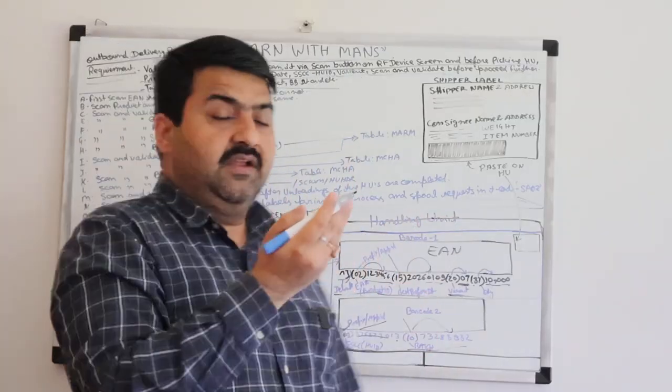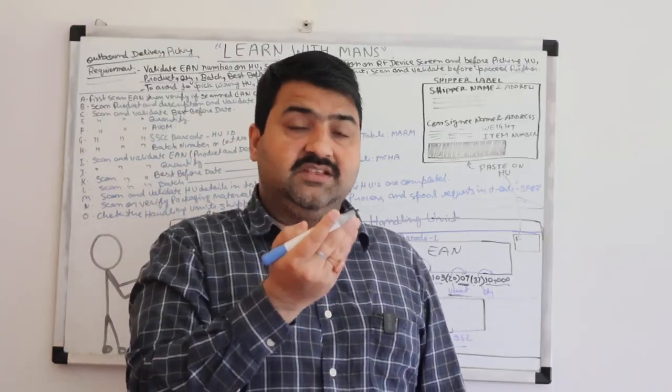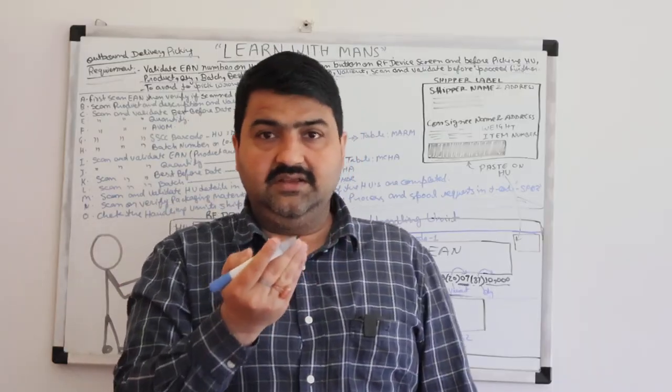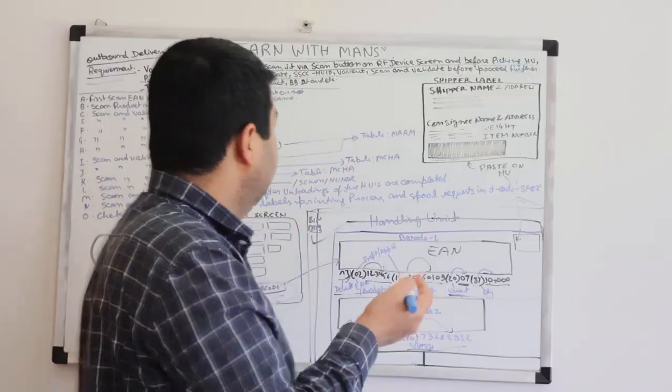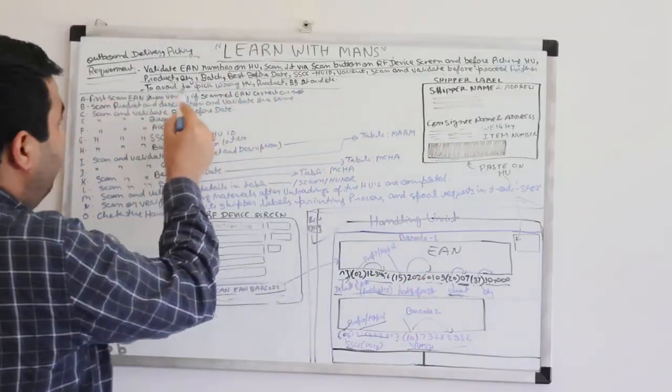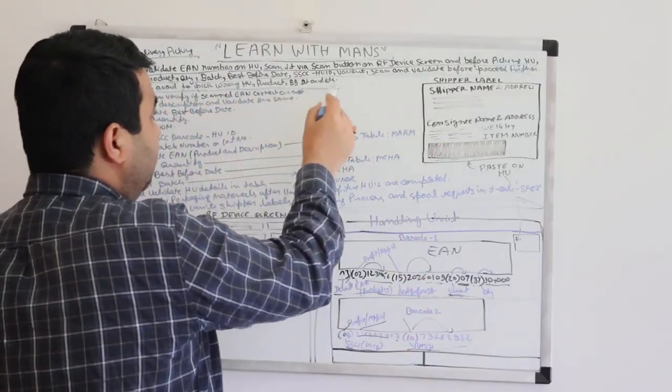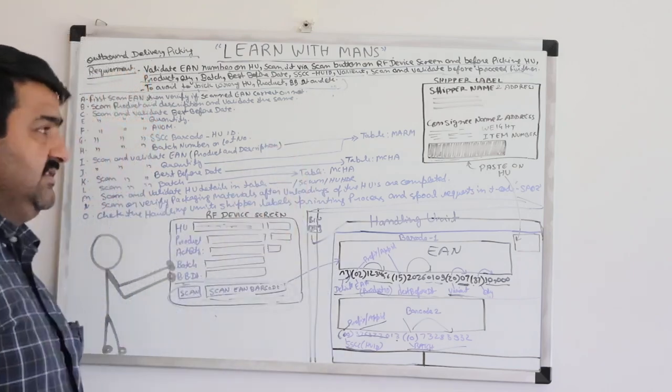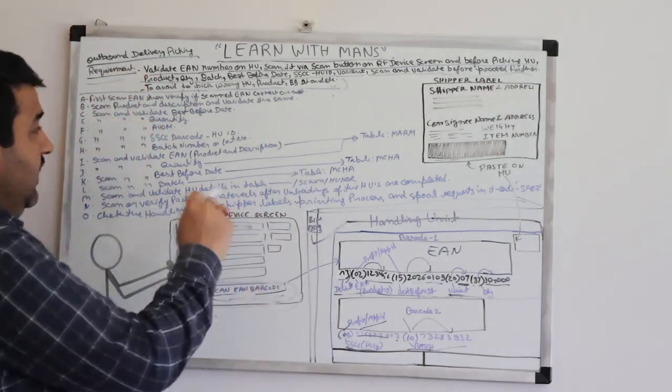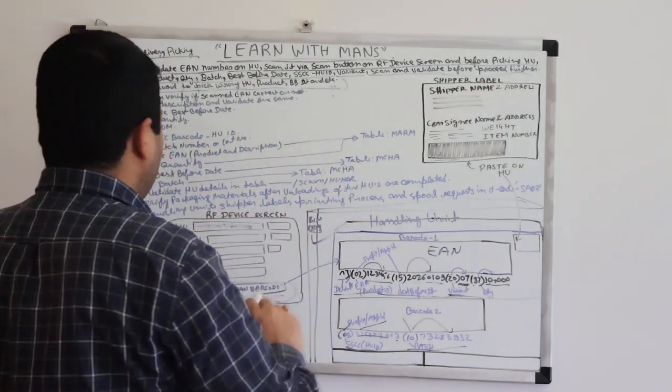Why do we verify? If there is any error, or we pick an exceeded quantity, we should verify everything here, to avoid picking the wrong HU, product, and extra details. So how do we verify? I will explain to you.